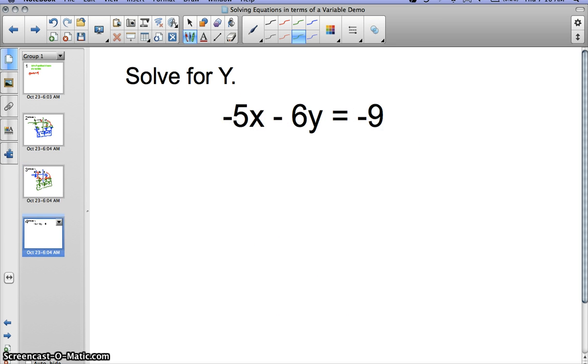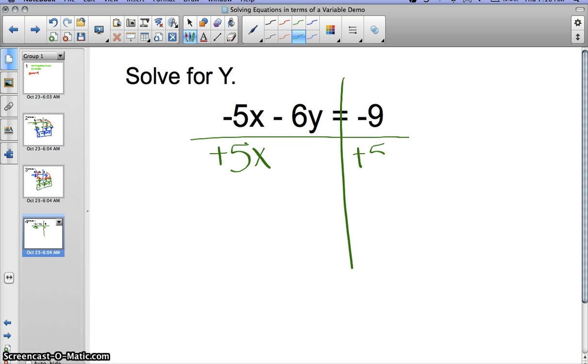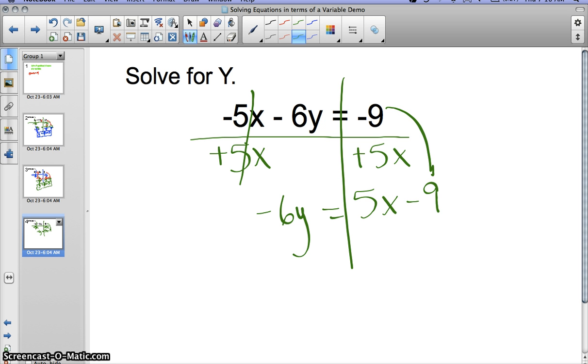One more. Again, we're still solving for y. And we could solve for x too, but I want to solve for y. So in this case, when I have a negative 5x, I want to add 5x to both sides. Okay, so we have a negative 6y. Those are gone. Is equal to 5x minus 9. Again, we're just bringing down our pieces.